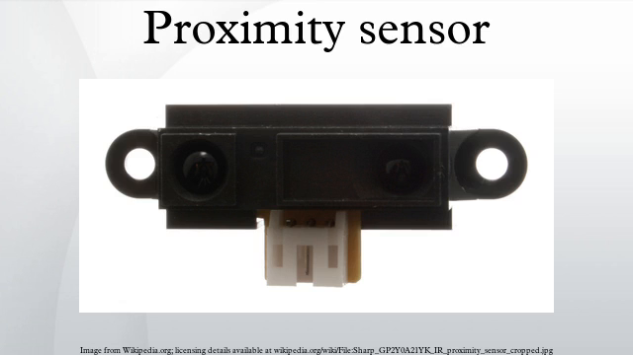A proximity sensor is a sensor able to detect the presence of nearby objects without any physical contact. A proximity sensor often emits an electromagnetic field or a beam of electromagnetic radiation, and looks for changes in the field or return signal.